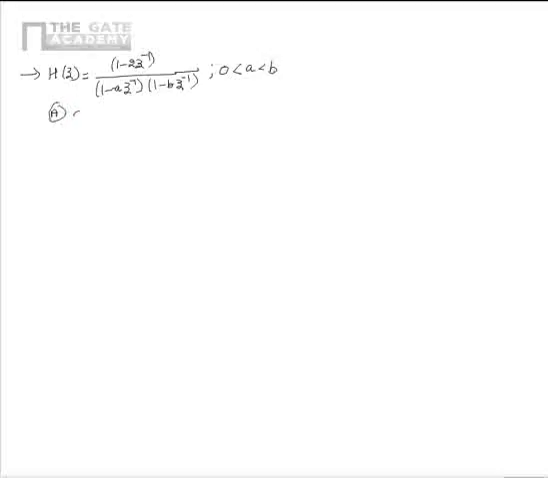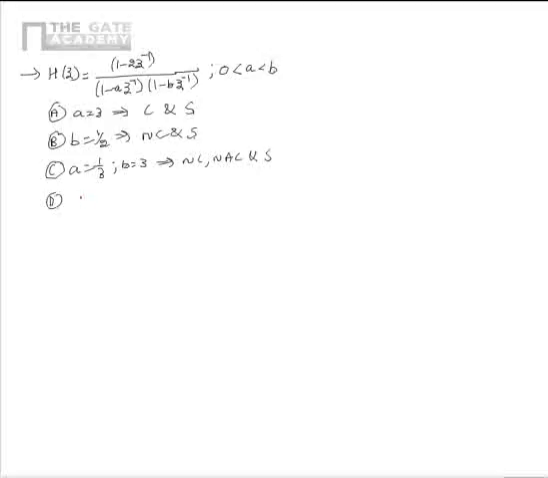As per option A, if a = 3, it's possible that the system is both causal and stable. As per option B, if b = 1/2, it's possible that the system is non-causal and stable. As per option C, if a = 1/3 and b = 3, then it is possible that the system is non-causal, non-anti-causal, and stable.